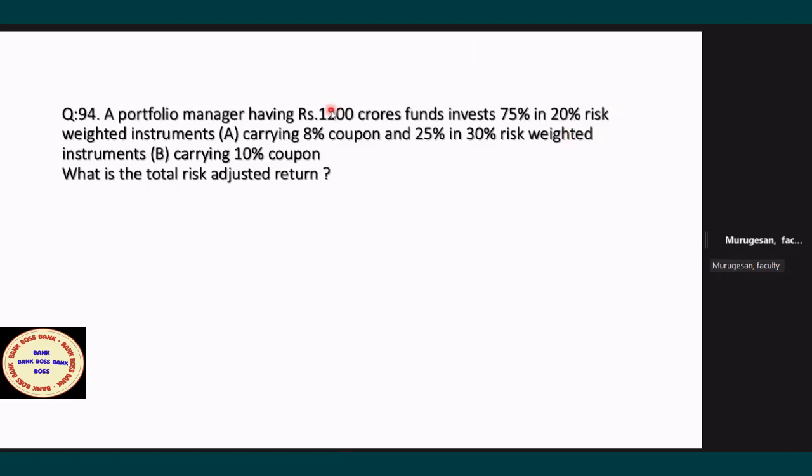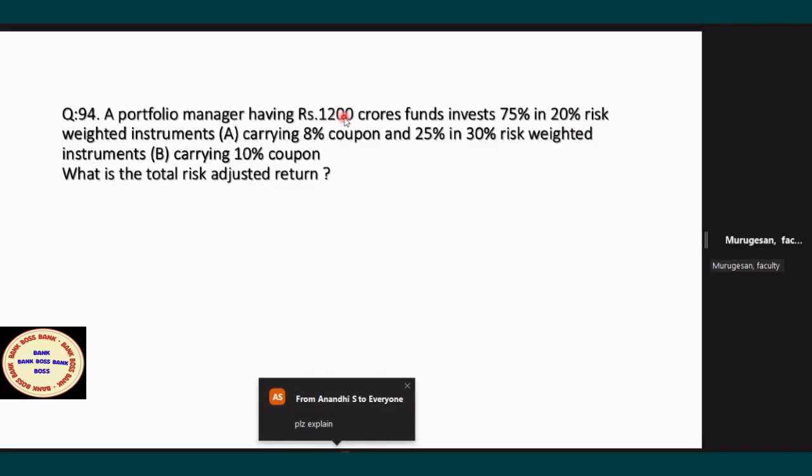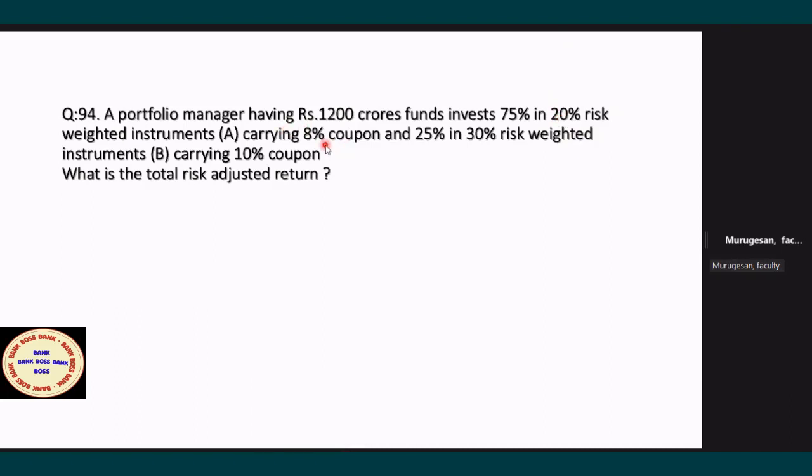One treasury manager. You assume you are the manager of your bank. The bank has told you to manage, invest 1,200 crore they have given to you. You manage it. It is your discretion. Now you are finding two instruments you have located finally after research. What is the first instrument? 20% risk, but it is giving 8% return. 8% coupon. Coupon means rate of interest. Every 100 rupees you invest, it will give you 8 rupees.